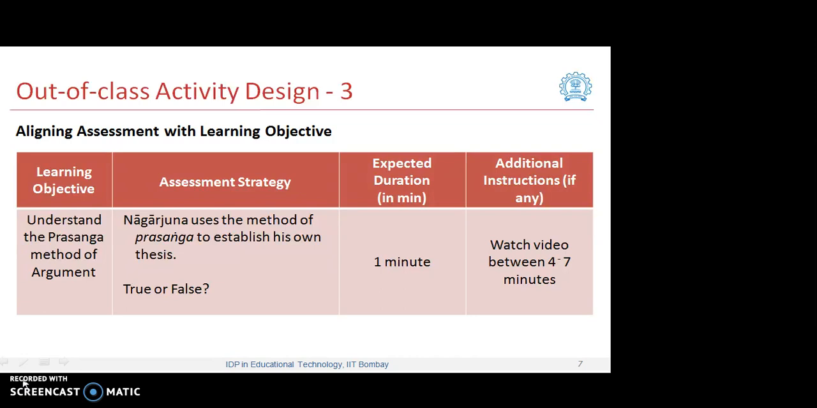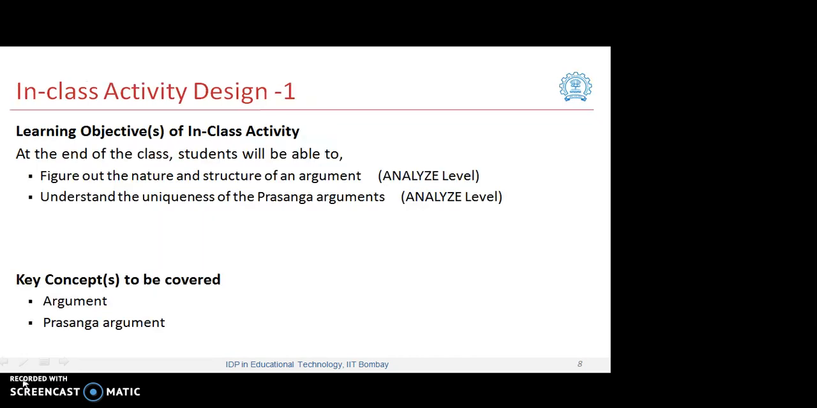So in the classroom, we will try to achieve these objectives. At the end of the class, students will be able to figure out the nature and structure of an argument, and they will be able to understand the uniqueness of the Prasanga arguments.